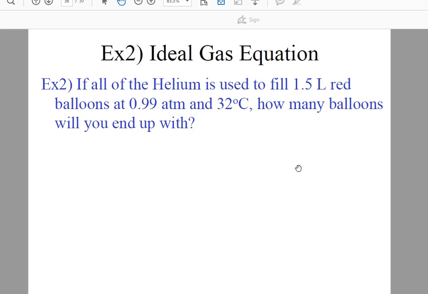So in PV equals nRT, do I have the pressure in this problem? Yes, it is 0.99, and that's in the correct unit. Do I have moles? Okay, same moles from the previous problem because they're coming out of that tank. Do I have R? Okay, do I have T? And I need to change it to Kelvin. I'm trying to solve for V. So what would V be equal to? Good. nRT over P. All right, you solve for V, and then we'll divide by 1.5 to figure out how many balloons we can fill.